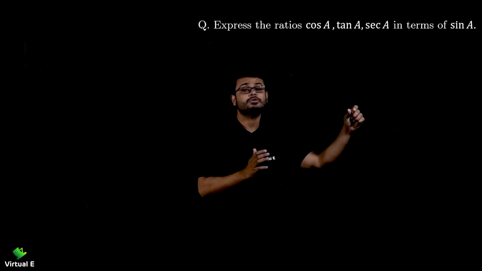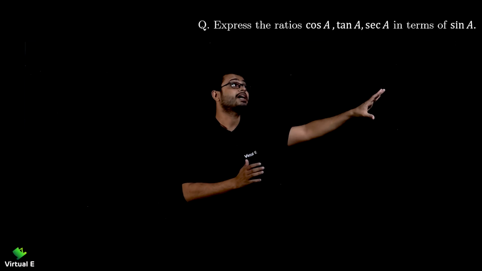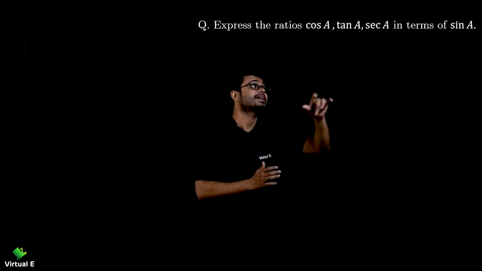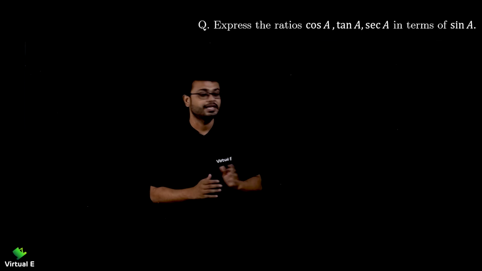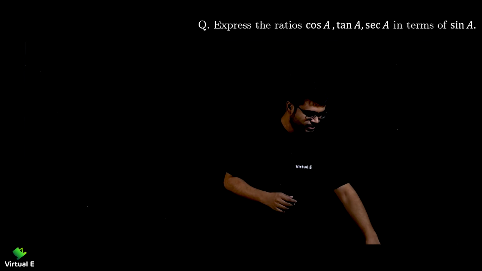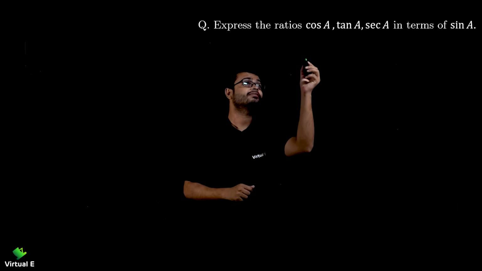If I write tan A is equal to something, if I write cos A is equal to something, there should be only sin A. If I write something like sec A is equal to whatever, it should only consist of sin A. Let's start. It's very simple, don't get confused. Let's start with the cos. So we have the identity.